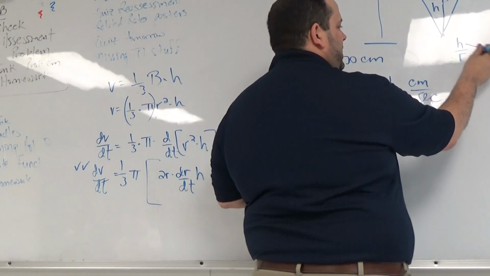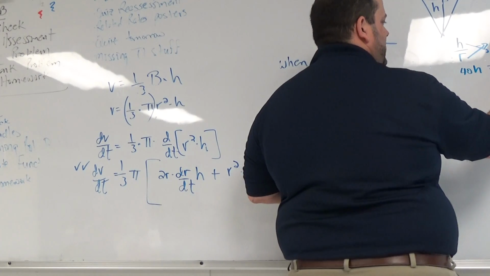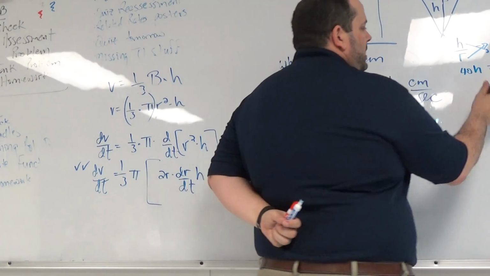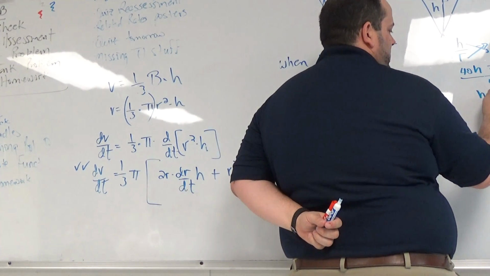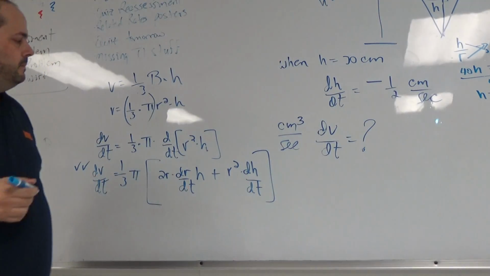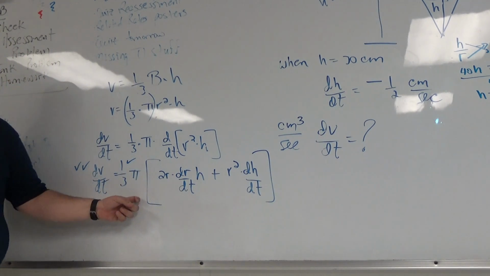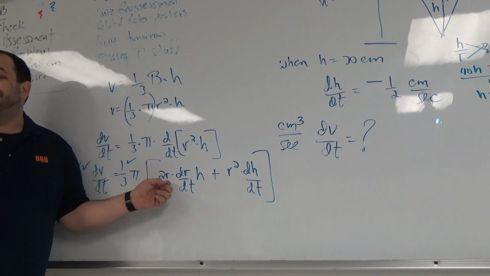I can do a little cross multiplying if you want to. So 40 times h equals 80 times r. So I can divide both sides by 40 to get h equals 2r. 1/3 and pi, those are constants. What's the radius that I need?